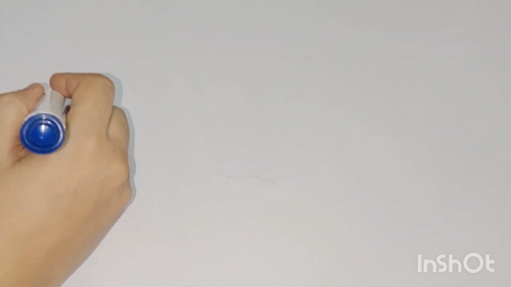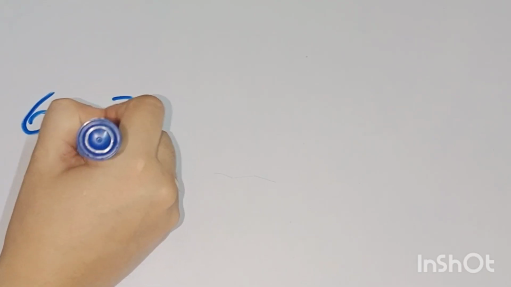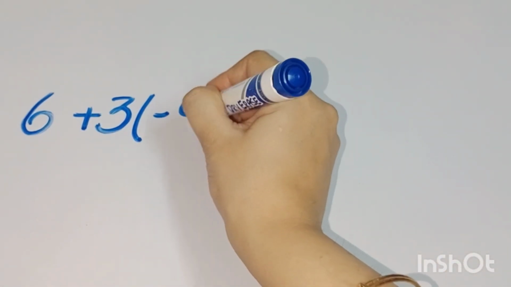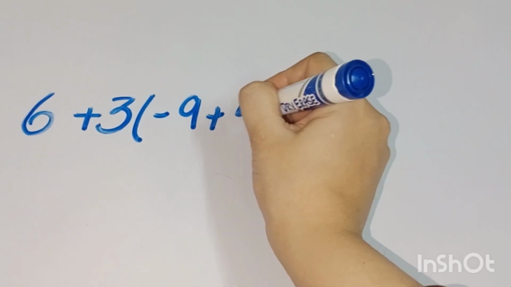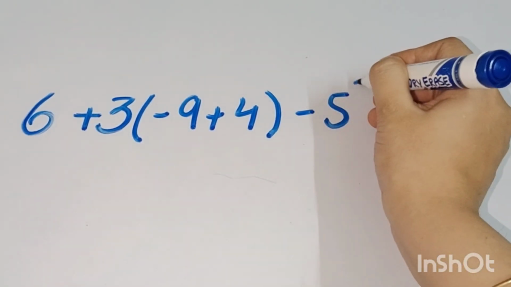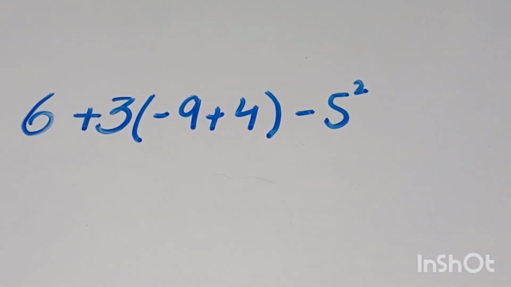Here my puzzle 1 is, let's check 6 plus 3. Here my parenthesis start, minus 9 plus 4, parenthesis close, minus 5 square. Can any one of you solve this math puzzle in a few seconds? Here I will give you 1 minute to solve this puzzle. Then I will give you live proof of this puzzle.